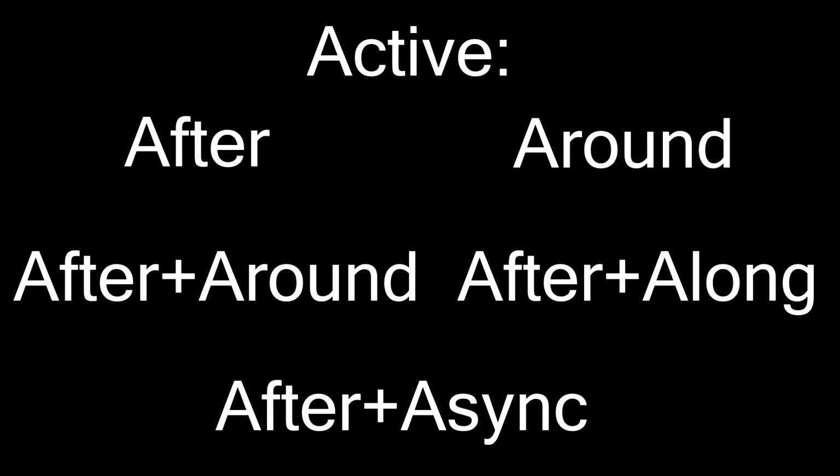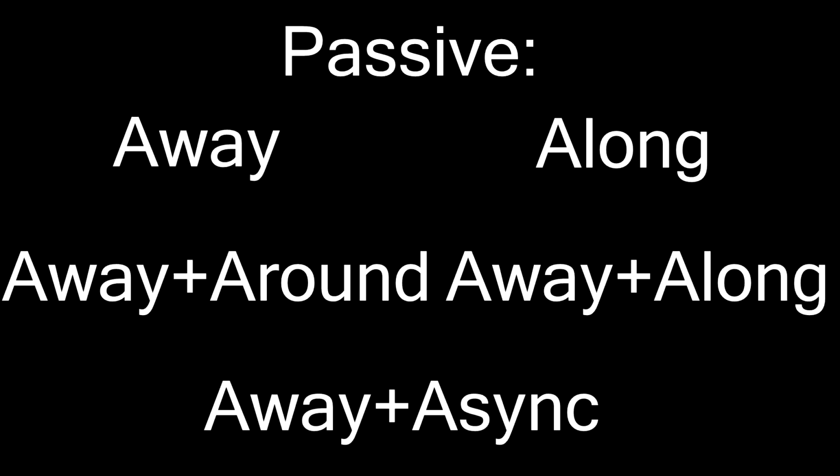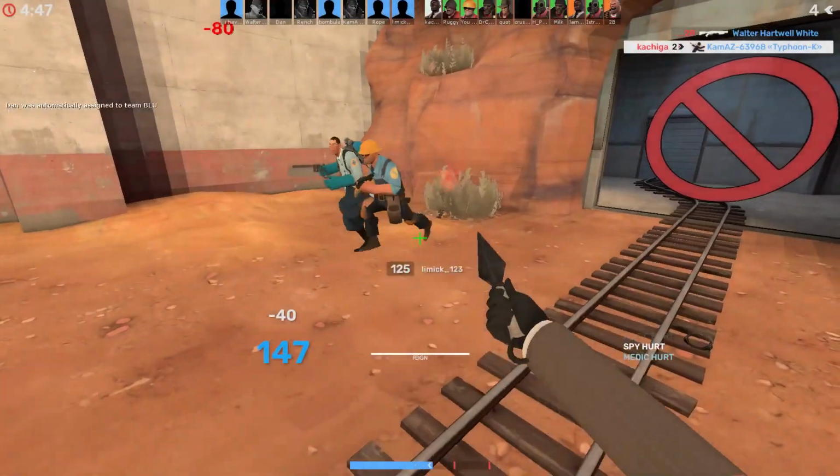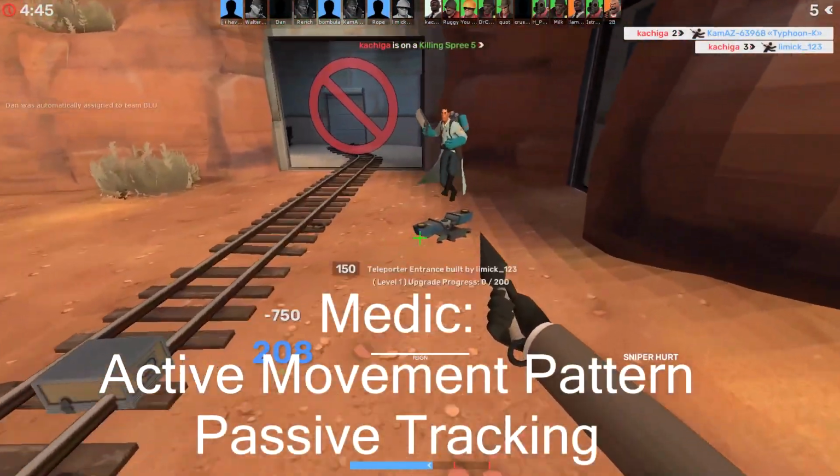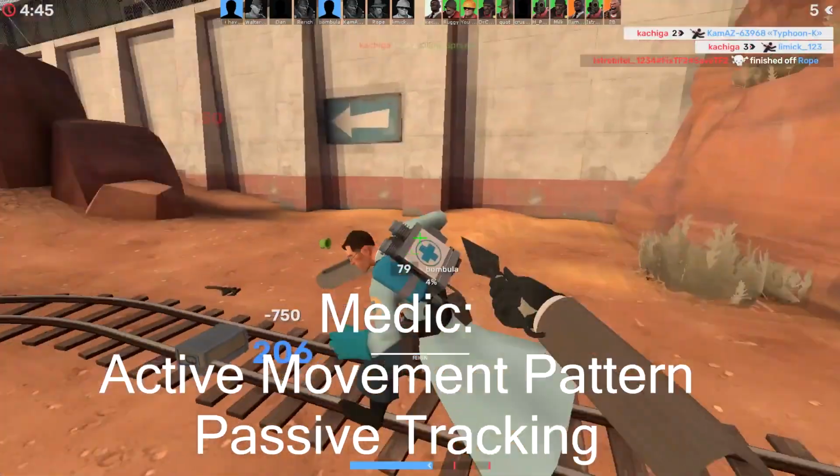After and around are active movement patterns. Away and along are passive movement patterns. All the mixed movement patterns with after are active movement patterns. All the mixed movement patterns with away are passive movement patterns. Just because these movement patterns are generally active or passive doesn't mean they can't change from time to time, but generally that is the case.